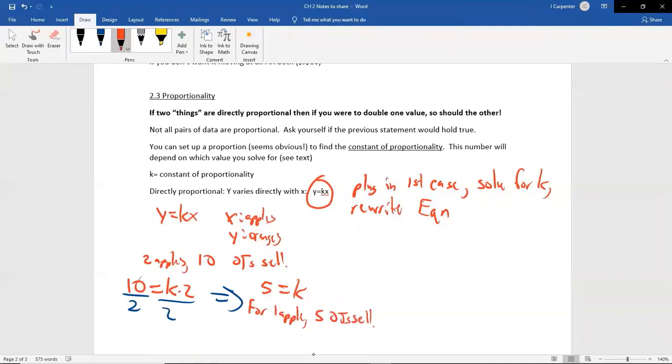Now, it's not the other way around. It's not for every 1 orange, 5 apples sell. That wouldn't make sense because it was 2 apples to 10 oranges. So you've got to make sure that you make that statement in the appropriate order.